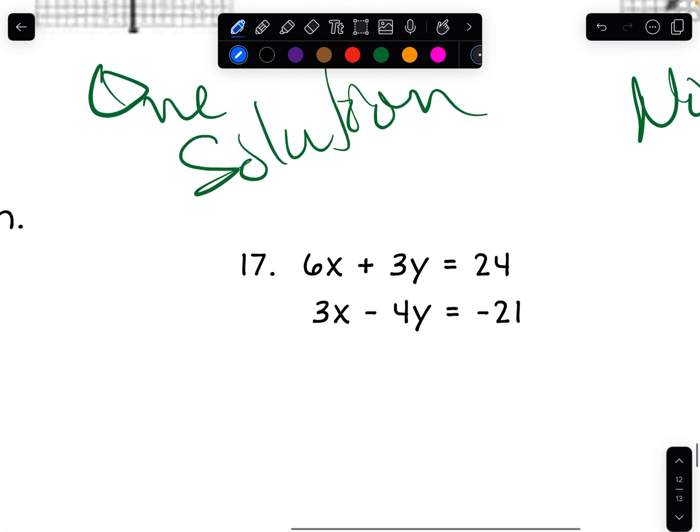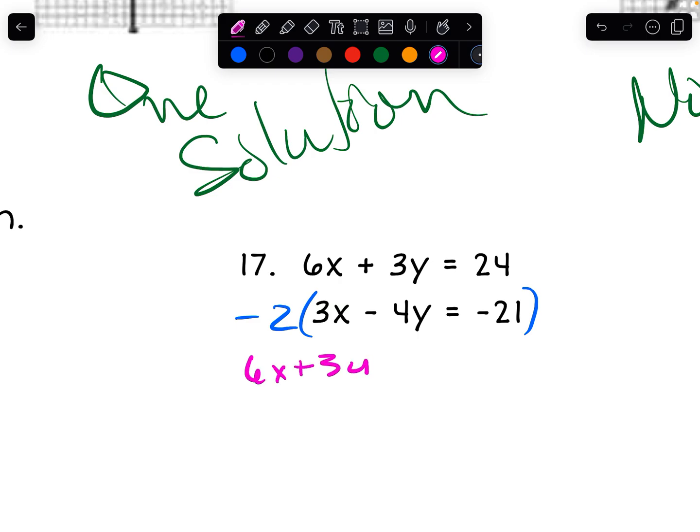Okay, next one over here. Nothing is opposite each other, nothing's the same, but which one would be easier to multiply to get opposites? If I multiply this one by -2, the x's would then cancel. So I'm going to write the first equation down: 6x plus 3y equals 24. Then I'm going to write the second one after I've multiplied. See right there, got opposites.